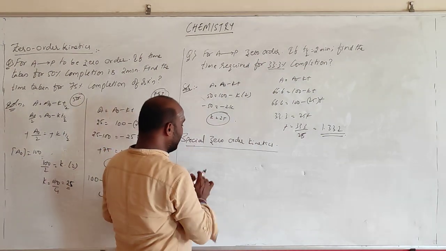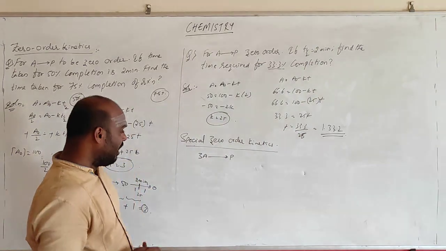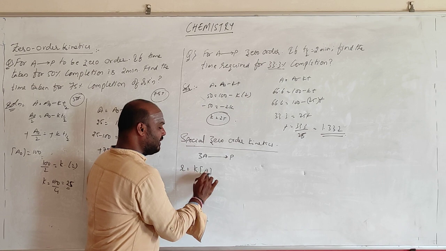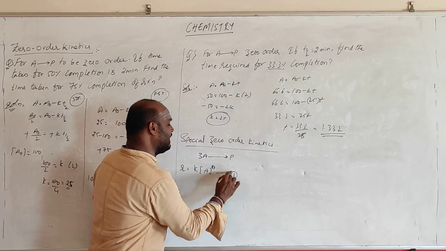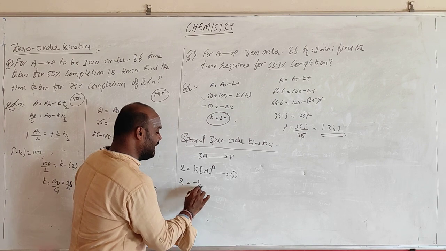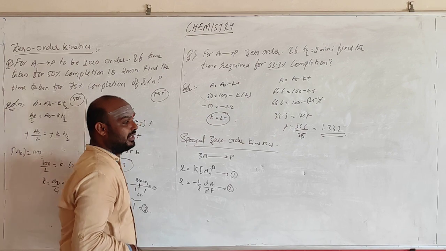Suppose the reaction is like this, 3A getting converted to product, and it is zero order. So how can I write? R is equal to K A to the power 0. This is okay, nothing problem with this. This is equation 1. And another way, R is equal to minus 1 by 3 dA by dt. This is the second equation. Now there is a change.